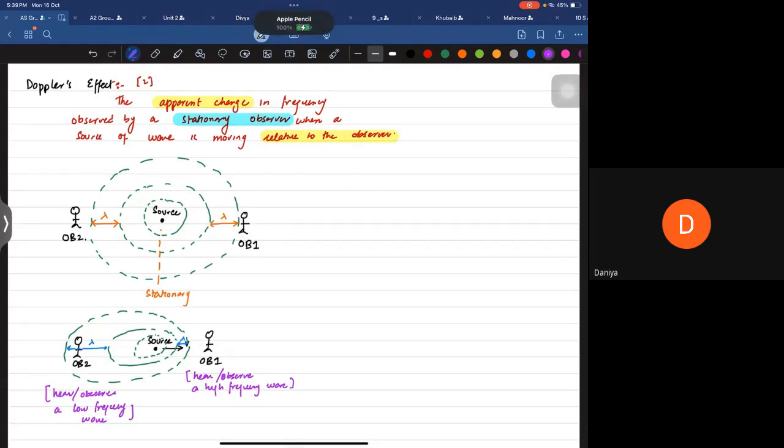You might have already observed this phenomenon a lot of times, specifically when an ambulance passes by you. When the ambulance is approaching you, you would hear a shriller sound, high frequency, and when it has passed, going away from you, you hear a graver sound, because it's a change in frequency that you observe. Is it clear?